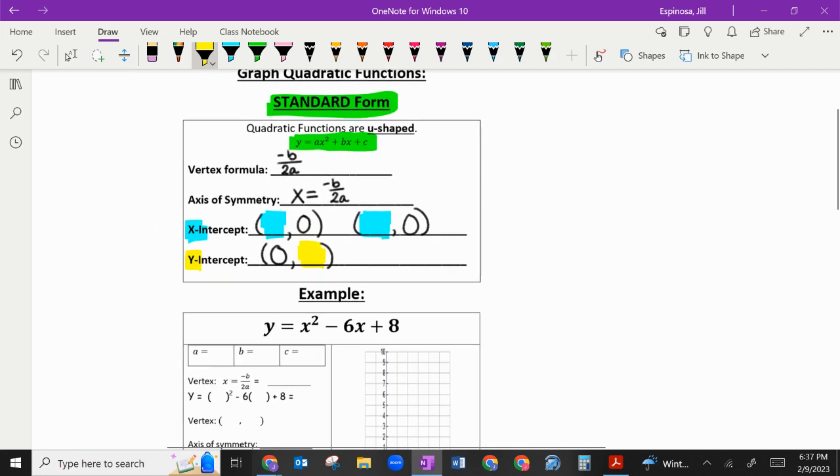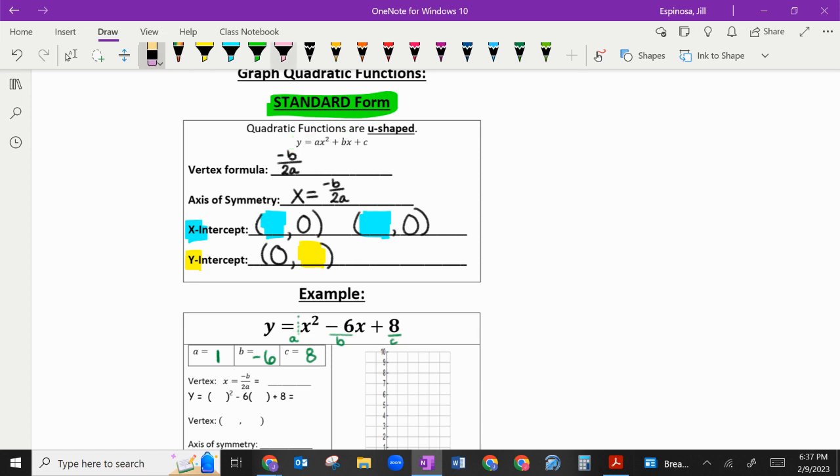So if we do this example here, what we're going to do is look at what I highlighted as green at the top. So we look for the number that's in front of the x squared, which is always the a. If there's no number but you have an x squared, there's that invisible 1. So my a value is 1. My b value is what is in front of your x, which is a negative 6. And your c value is the number that's all by itself, 8. So here is my a, my b, and my c.